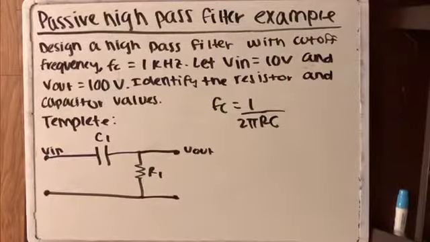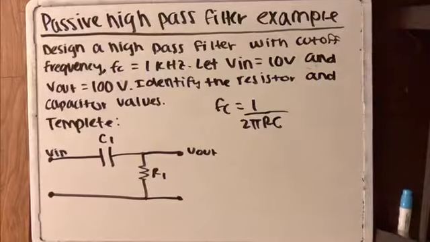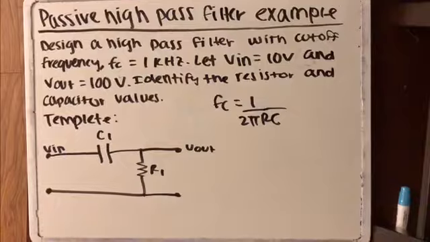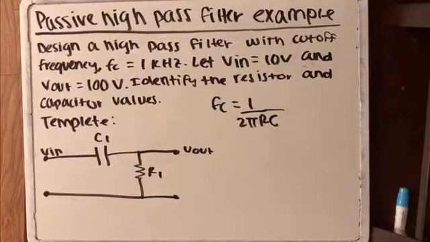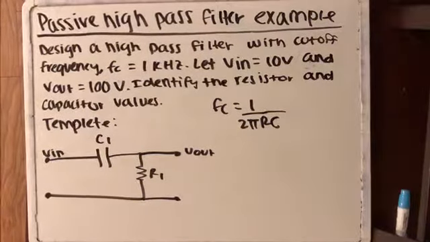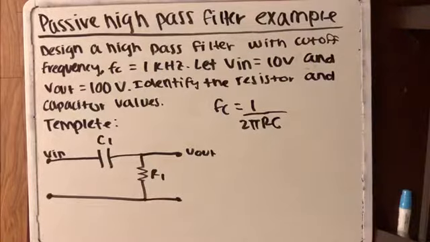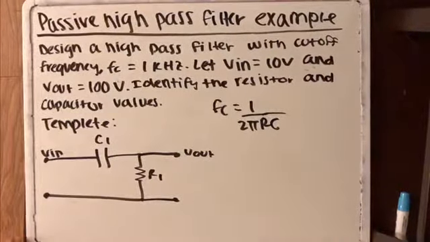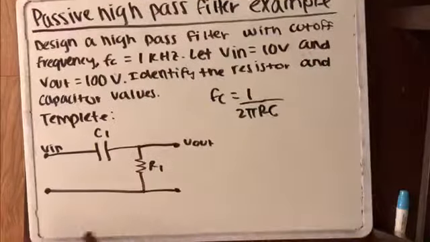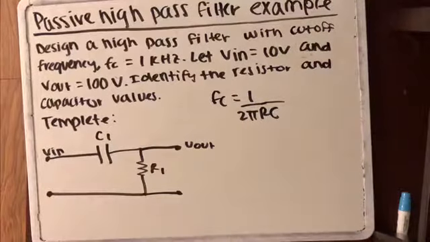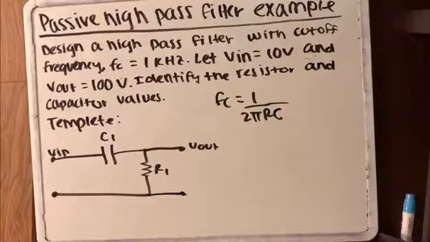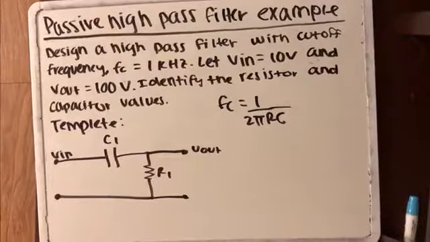Okay, so here we're going to design a passive high-pass filter example. The question is to design a high-pass filter with cutoff frequency FC equals 1 kilohertz, let V in equal 10 volts and V out equal 100 volts. Identify the resistor and capacitor values. So the template we came up with for this circuit was this, and we're going to solve for the C1 and R1 values. And notice that there's no op-amp because this is a passive high-pass filter.